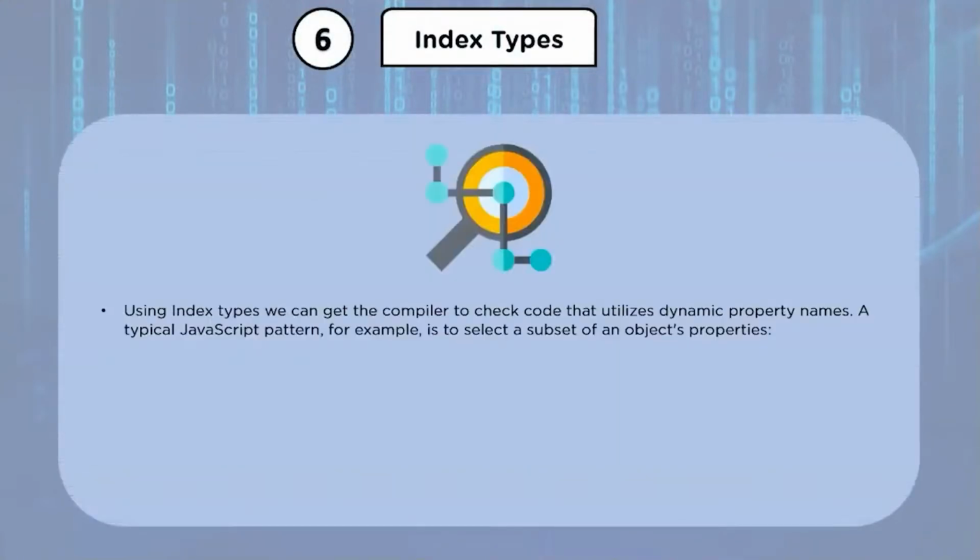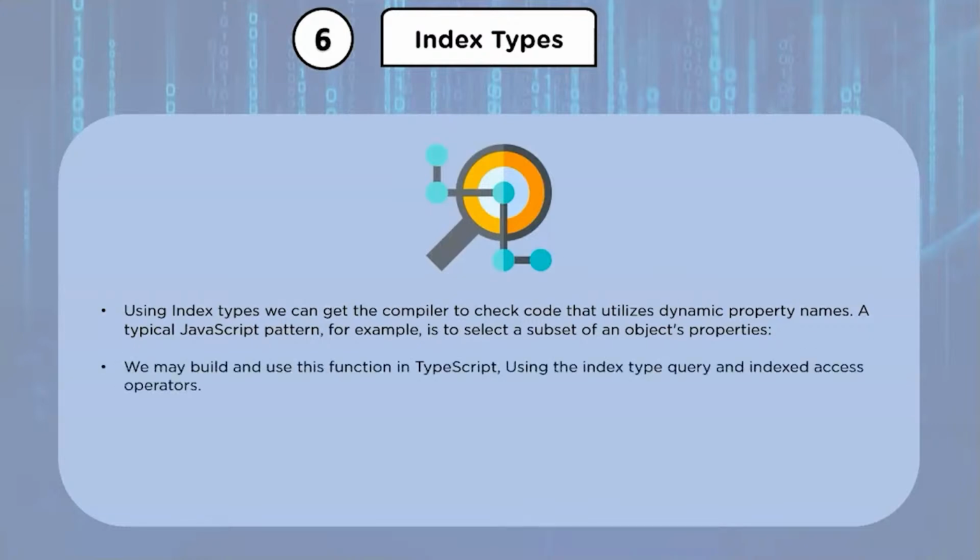Next, we have index types. Using index types, we can get the compiler to check code that utilizes dynamic property names. A typical JavaScript pattern, for example, is to select a subset of an object's properties. We may build and use this function in TypeScript using the index type query and index access operators. Let us jump into Visual Studio Code and understand index types better.